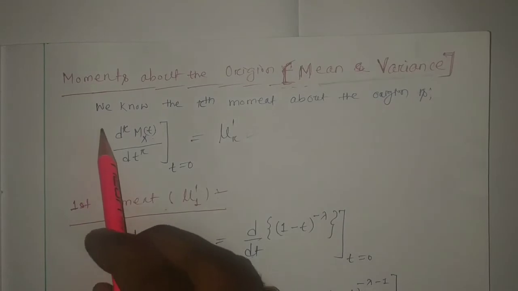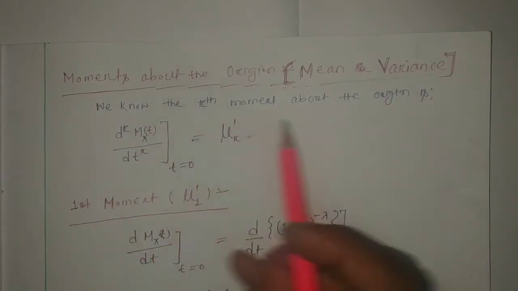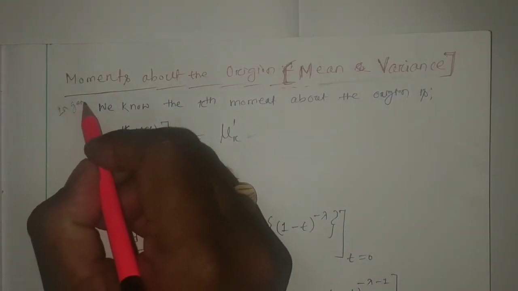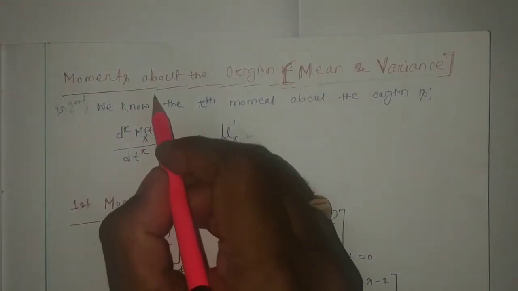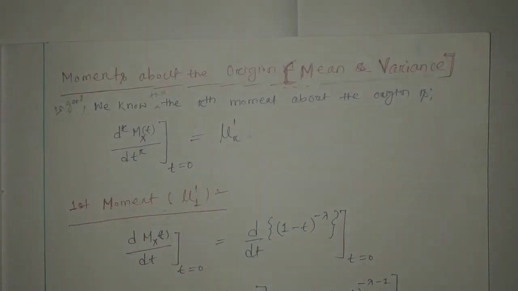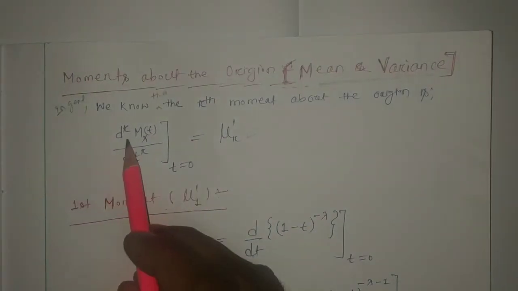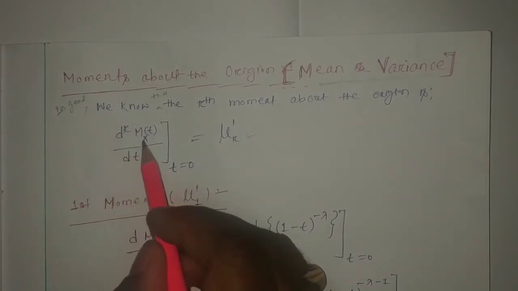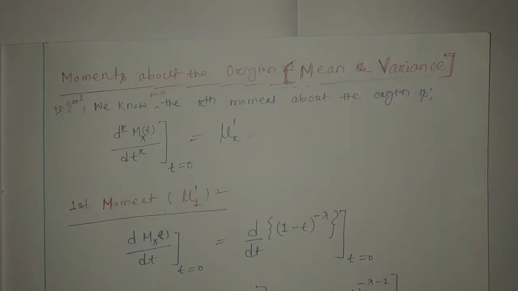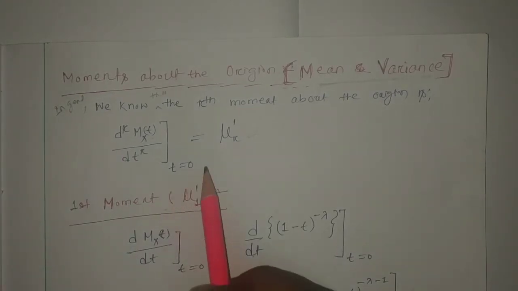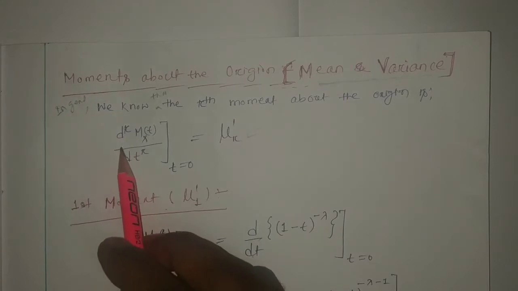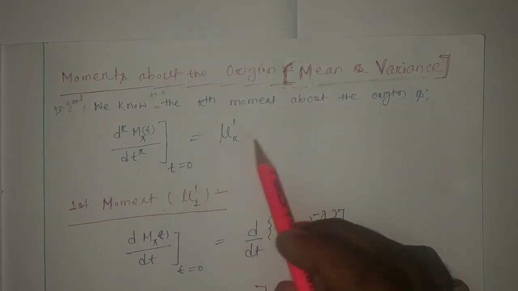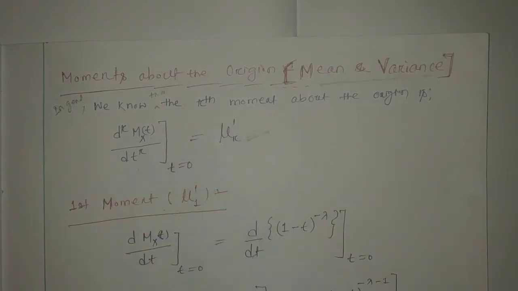So we know the rth moment about the origin in general. You can write, in general, that the rth moment about the origin is the rth derivative of the moment generating function, that means d^r MX(t) by dt^r at t equal to 0. That means we have to consider the rth derivative with respect to t of your moment generating function. Then we have to put t equal to 0. That will be your rth moment. This we know very well.